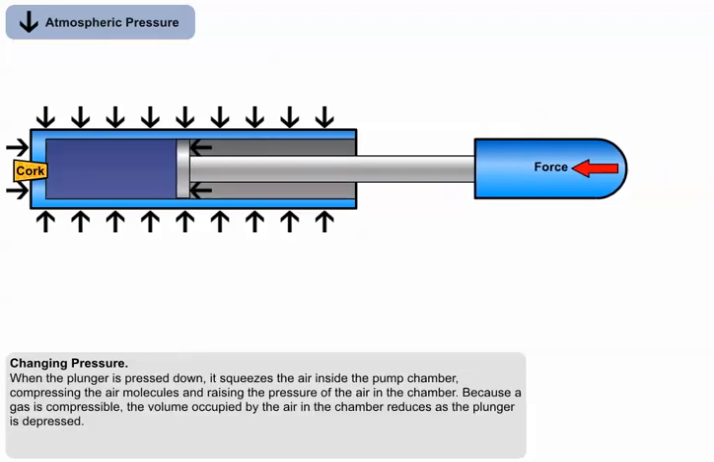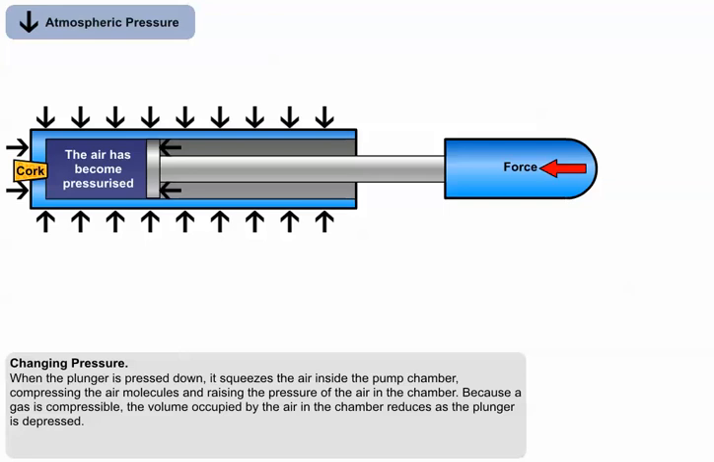When the plunger is pressed down, it squeezes the air inside the pump chamber, compressing the air molecules and raising the pressure of the air in the chamber. As we have said, gas, unlike liquid, is compressible. So, whereas the volume occupied by a liquid does not change when pressure is applied to it, the volume occupied by the air in the chamber of the pump reduces as the plunger is depressed and the air pressure in the chamber rises.